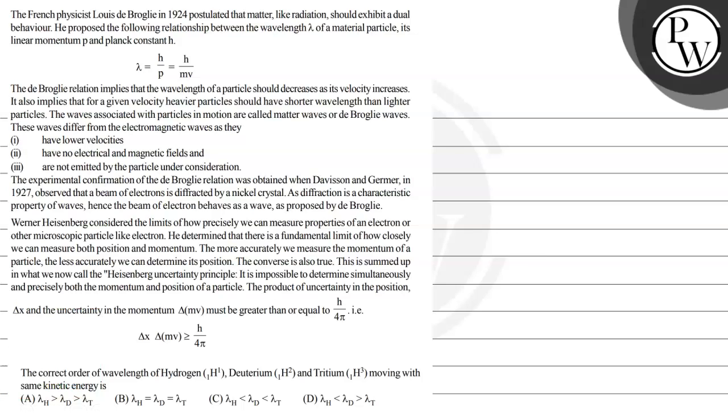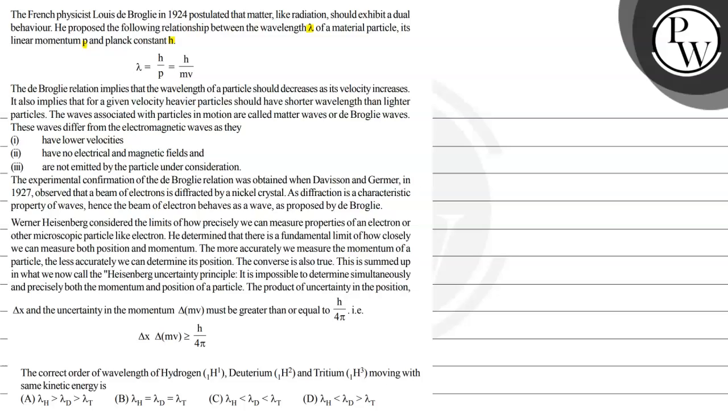So here a long statement is given. The French physicist Louis de Broglie in 1924 postulated that matter like radiation should exhibit a dual behavior. He proposed the following relationship between wavelength lambda of a material particle, its linear momentum p, and Planck constant h, that is lambda is equal to h by p or h by mv.